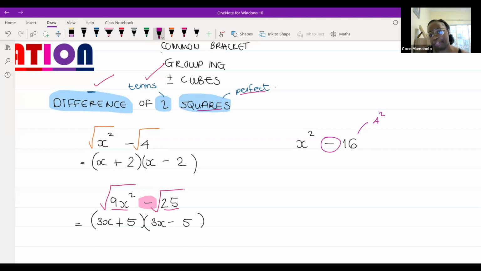And how many terms do I have? We have 2 terms. Beautiful, good. So it meets my conditions, yes? Yes, ma'am, it does. Good. So we're going to open two brackets. What are we going to do with the signs? What do my signs inside my brackets look like? One of them has to be a positive, a plus sign. Good. And the other one must be? Minus sign. Excellent, good. Then we're going to take the square root of x squared and the square root of 16. What is the square root of x squared?